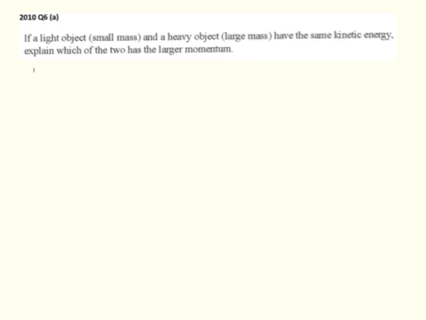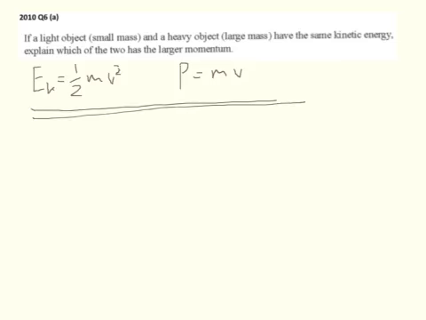So the kinetic energy formula, not that we're just jumping straight to formulas, but we just write down bits of information that are useful to us. So EK equals half mv squared, momentum is mass times velocity. Okay, so let's just separate those because we are going to have to do some calculations. Don't want to mix them up.